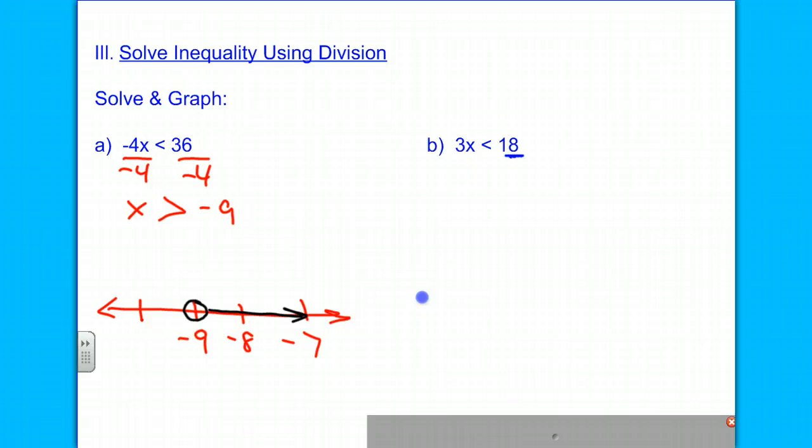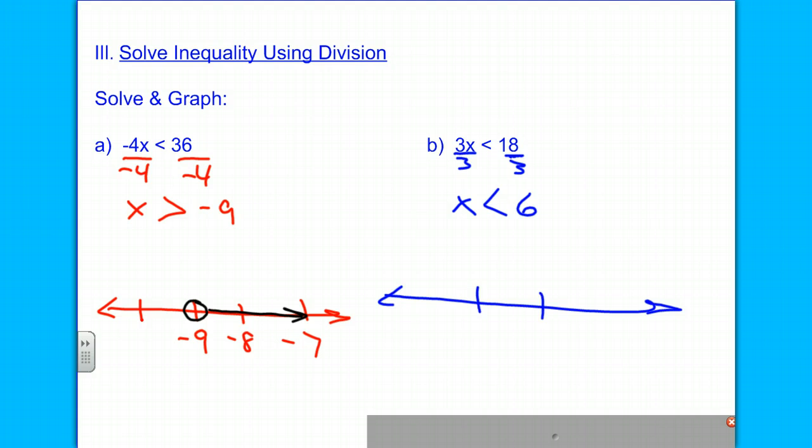3x is less than 18. Yes? Solve for x. Divide by 3. Okay. And then you ask yourself, does that change the sign? That's right, it doesn't. So go put the sign down that remained a less than sign. Okay? We read it left to right, and the less than is what we cross first. So we say that. And what do we have then? X is less than what? Good. So on the number line, we want to see 6.